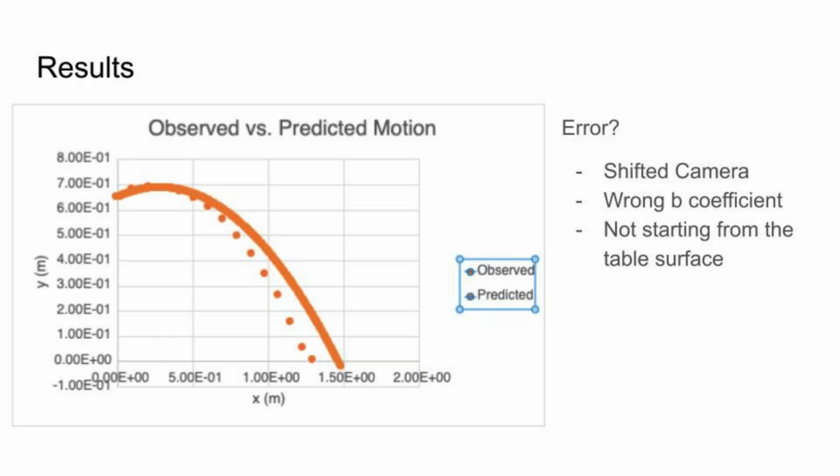In our results, we found that the predicted motion went further in the x direction compared to the observed motion. However, in the y direction, it aligned pretty neatly. Some errors that could have occurred are a shifted camera angle, a wrong B coefficient in case we calculated that wrong, or not starting from the table surface.